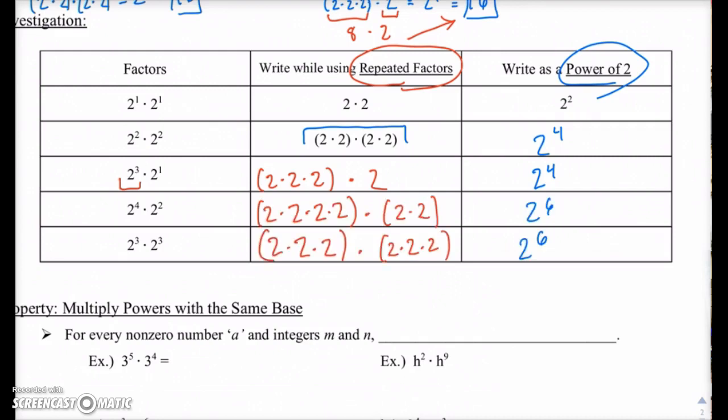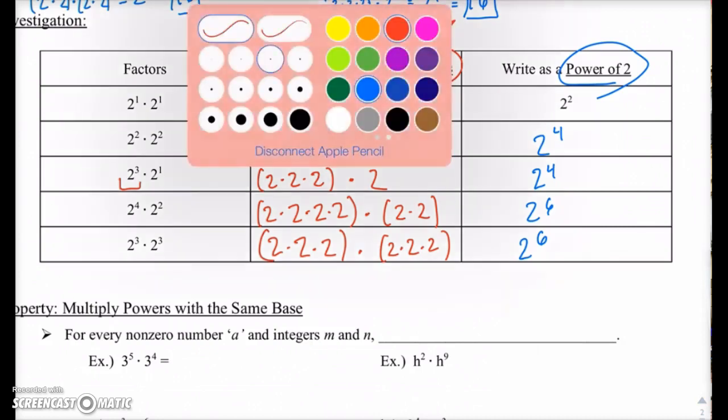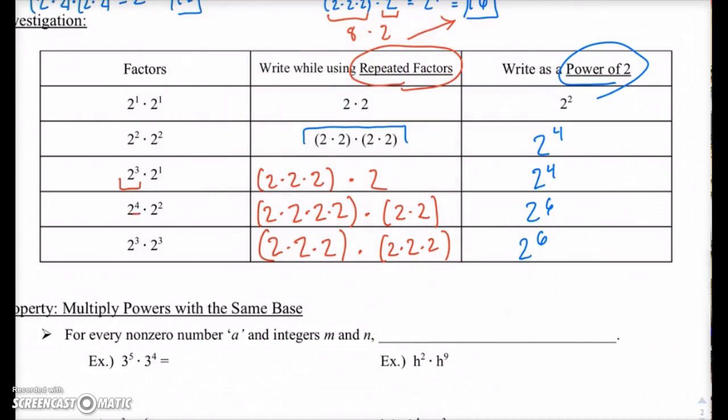Alright, this should be your answer, with the completed table here. Now our goal is to see, is there a relationship? Do you notice anything with these exponents? Is there any relationship that we see of what might be going on here? This will lead us to our next property that we're learning in regards to our exponents.